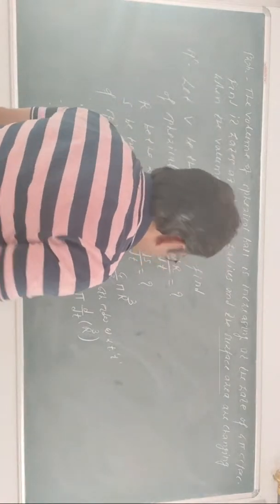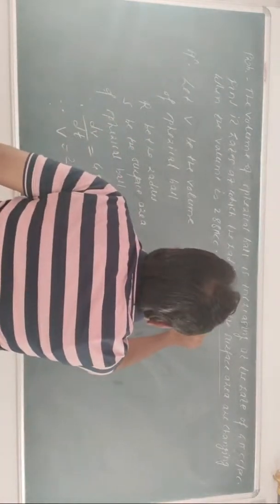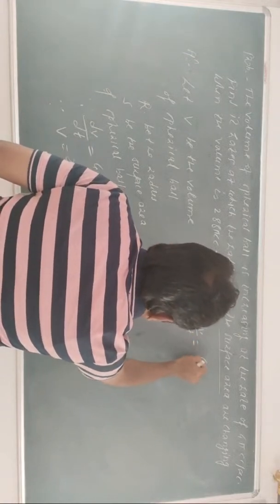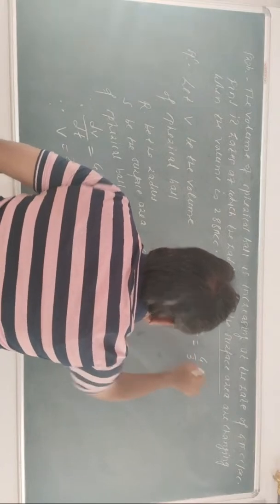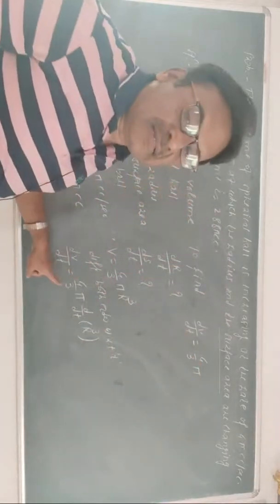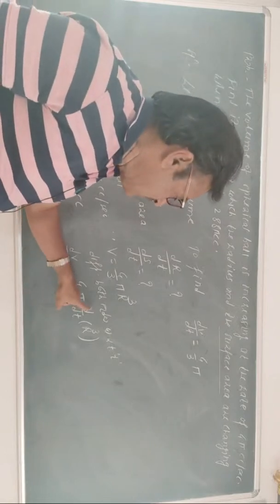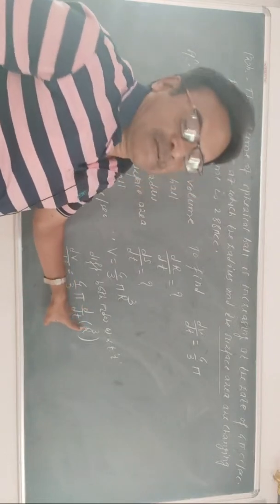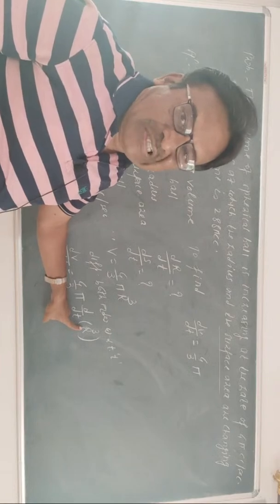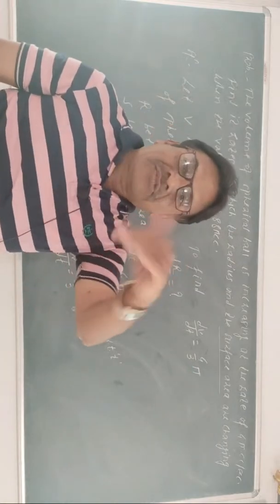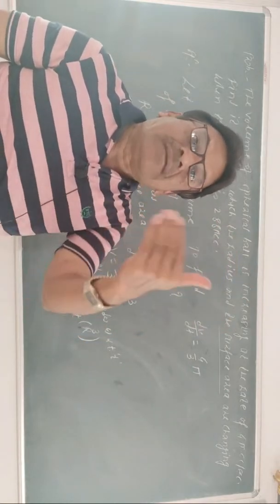Therefore dV by dt is equal to 4 by 3 pi as it is. And next we find d by dt of r cube. We use here the formula d by dx of f(x) to the power n is n times f(x) to the power n minus 1 into f dash of x.